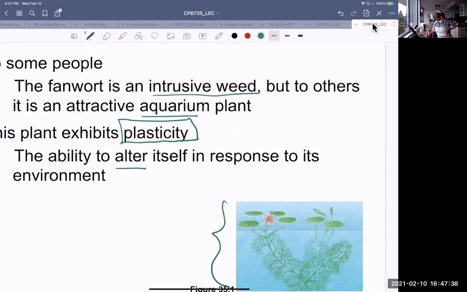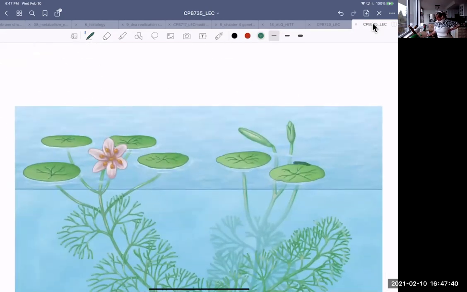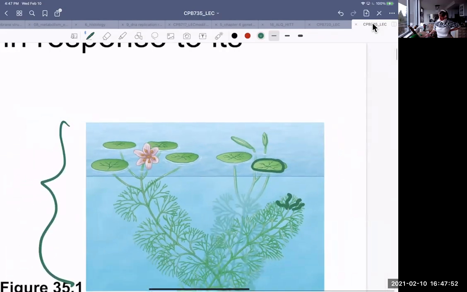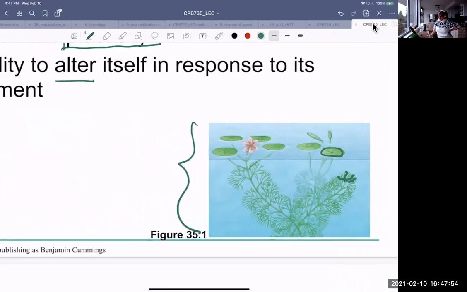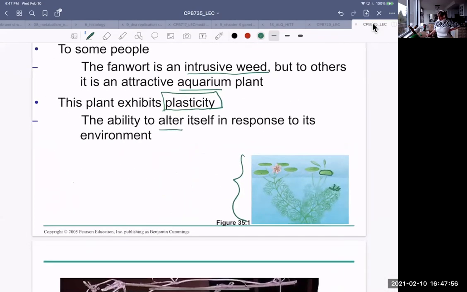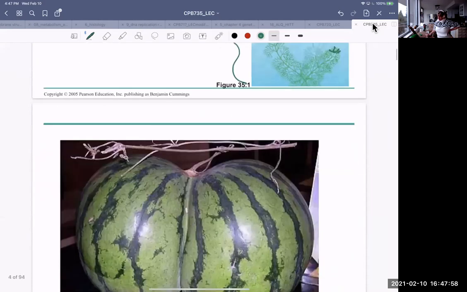So this part of the plant, those are leaves that sit on the top of the water. And these are modified leaves that are underwater, but they still undergo photosynthesis. So it's altered itself in response to its environment.